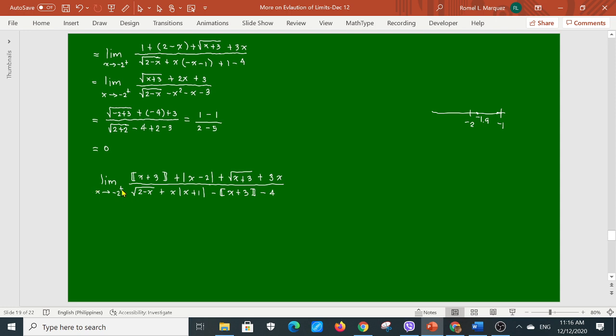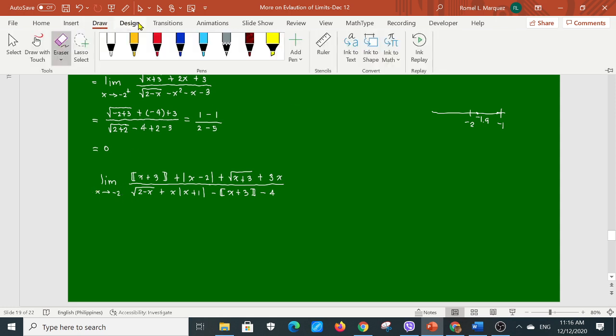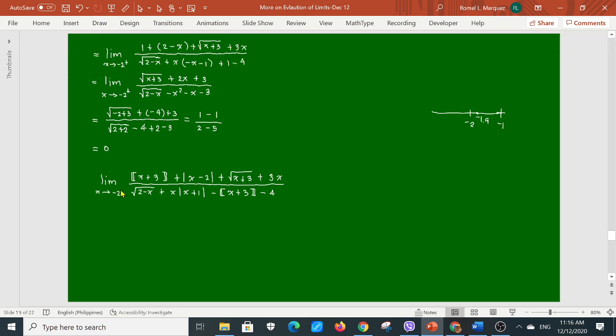So, our board is really like a blackboard, no? We are like in a classroom. So, this time from the left. So, say x is, what is our sample? x is negative 2.1, no? 2.1. Okay, so that we are able to simplify this greatest integer.